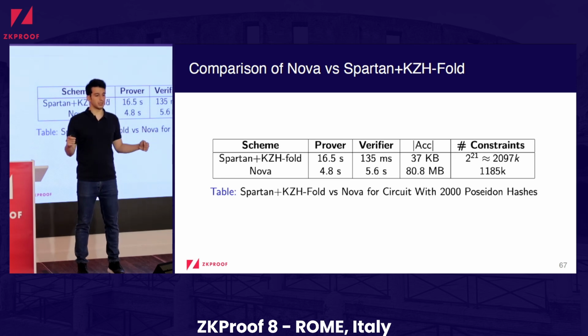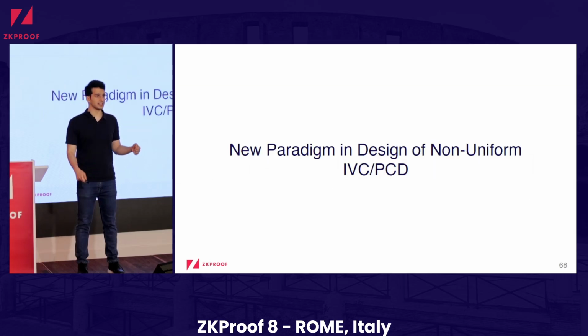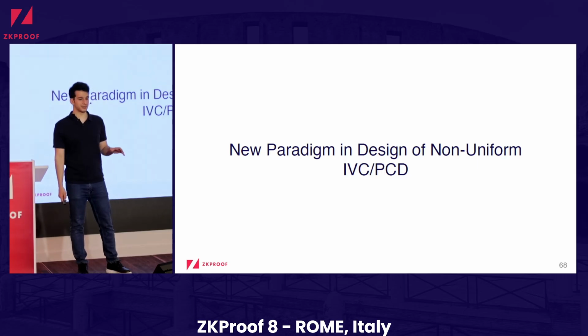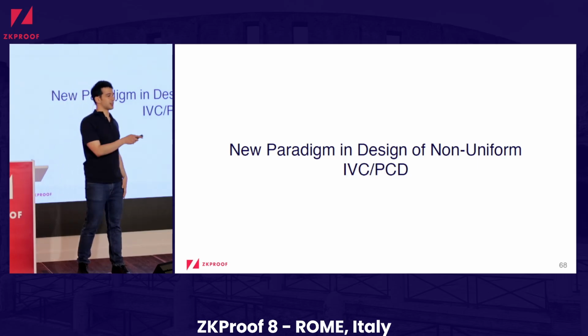All right, seeing some numbers. For the same circuit of 2,000 Poseidon hashes, if you compare KZH-Fold with Nova, the prover is only about 3x worse, whilst the verifier is 50x better, and the proof size is 2,000x better. All right, the final section of the talk, I want to talk about this new paradigm in design of non-uniform IVC or PCD.